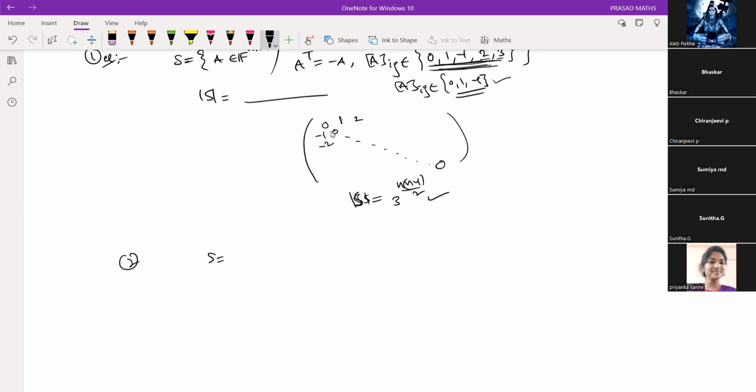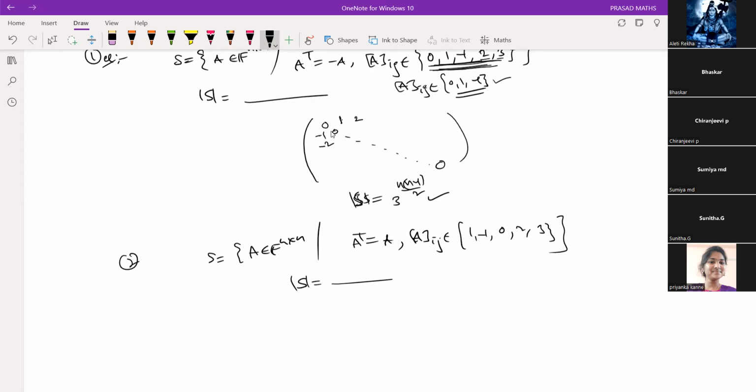What is a symmetric matrix? For this question, take the set of all n cross n symmetric matrices, where the Aij entries come from 1, -1, 0, 2, 3. Now tell me, what is the cardinality of S? Anybody? Yes or no? What is the cardinality? 5 power n into n plus 1 by 2. Yeah, that's it. There is no restriction actually.